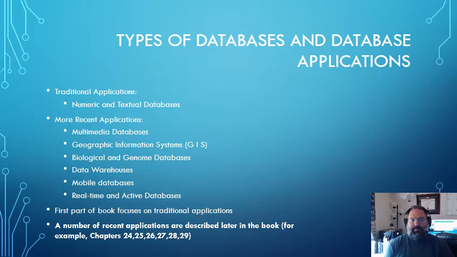Moving into types of databases and database applications. There are traditional applications which generally are storing numbers and text inside of a database. However, there have been recent advancements in technology in the past 10 to 20 years, that include things like multimedia databases, graphical or geographical information system, GIS databases, biological and genome databases, data warehouses, mobile databases, and real-time and active databases. The first part of this book focuses on traditional approaches. And you want to take a look in the later chapters for some more recent applications of databases.